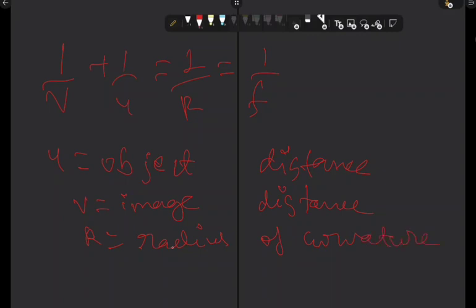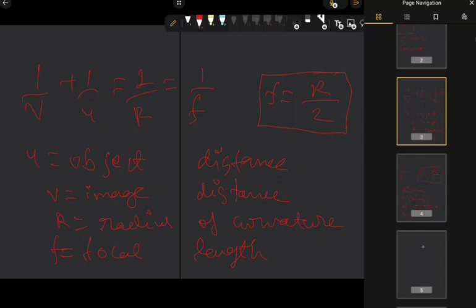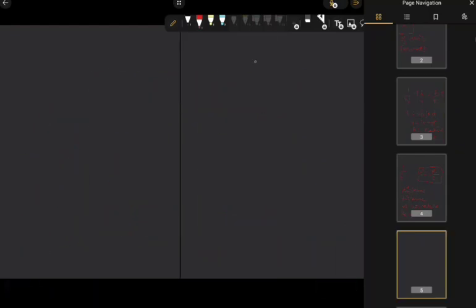And F is what? F is your focal length, and this holds for a spherical mirror. You know this very well, that focal length is equal to half of the radius of curvature. You have learnt this in your lower classes. Now we will draw the figure. How does the figure look? We will look at that.